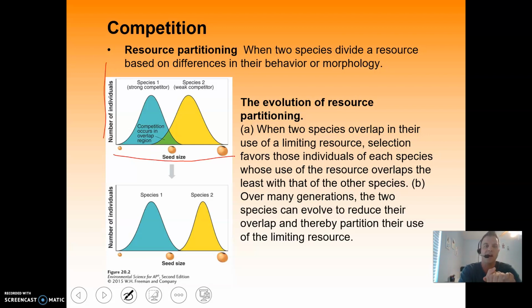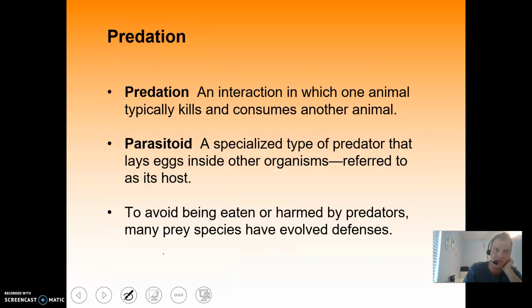If they are the stronger competitor, eventually over time, you're going to see species one with a slightly larger population than species two, where species two does not eat any of what was previously shared. Usually this is what will happen in competition.